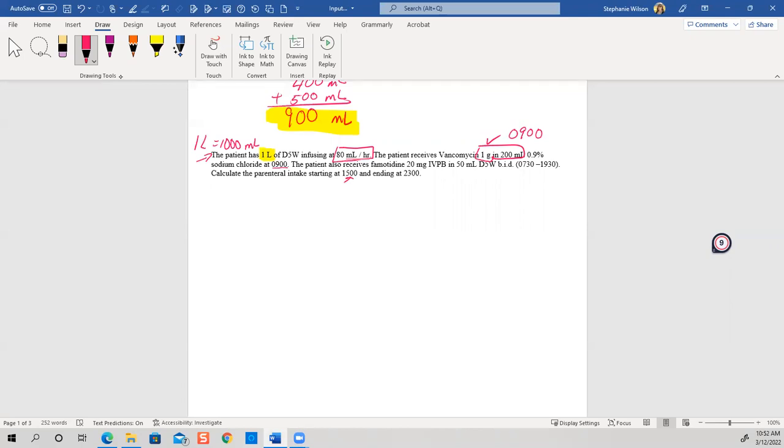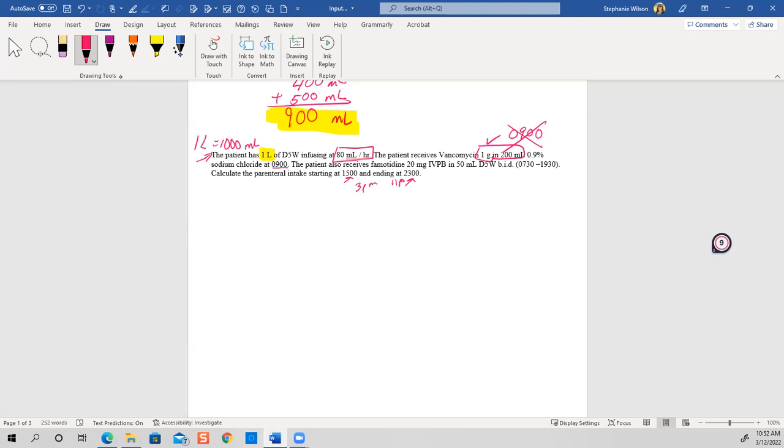They want you to calculate the shift input during the shift 1500, which is 3 p.m., to 11 p.m. Since there's no statement specifying that it started at a different time, this means it's been going on from 3 p.m. However, let's look at this. They said at 0900 they gave them this. Well, 0900 didn't fall between 3 p.m. and 11 p.m., so someone else has already documented it. I don't need it documented again. It needs to be on the chart, but it's already been taken care of.